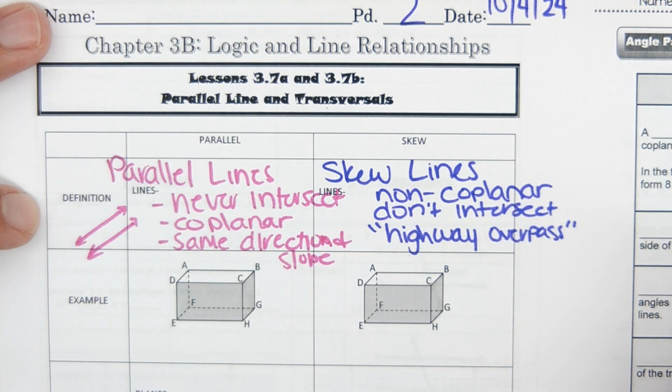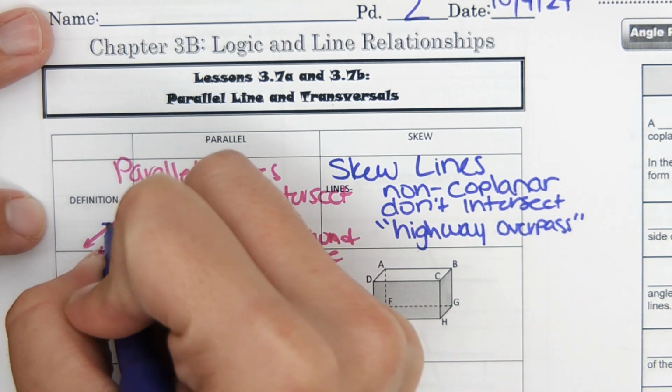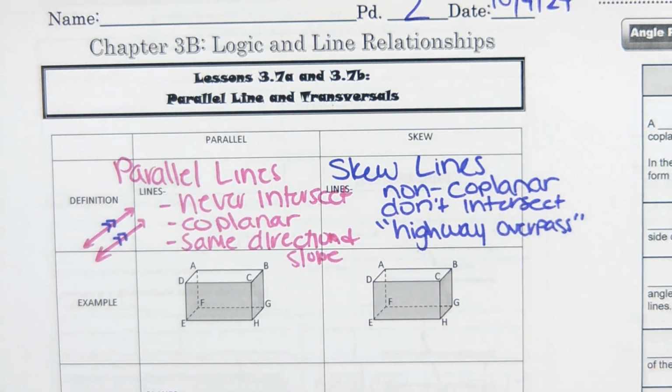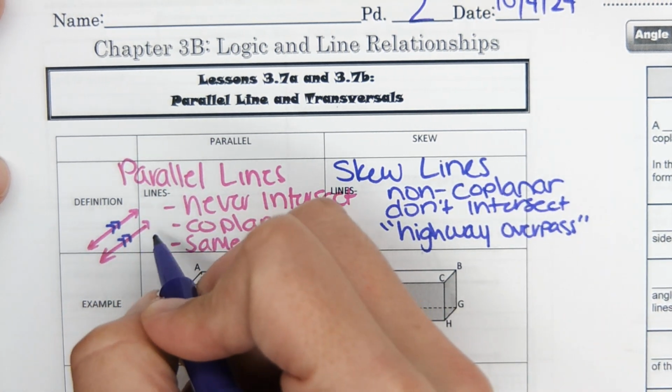And then there's also a symbol for parallel lines, so like these little arrows. If two lines have the matching number of little arrows like that, that means that those lines are parallel.